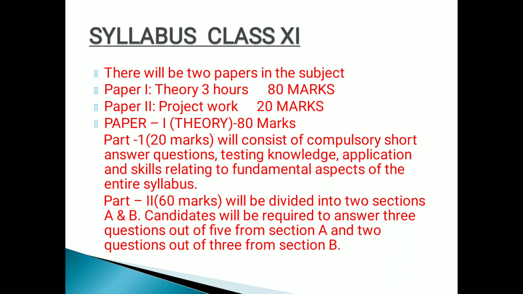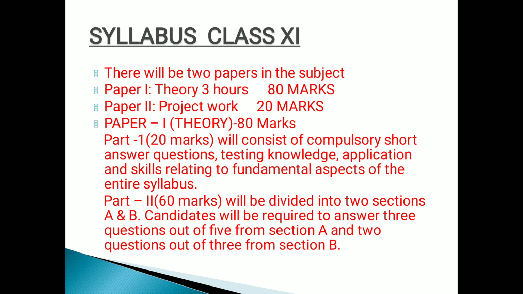I'll make you aware about the questions, about the knowledge, and about the basic part of the governance in political science. What is it all about? The fundamental part in political science that carries 20 marks, and basically these all are short type questions, right? Now come on to part 2, 60 marks. It will be divided into two sections, A and B. Candidates will be required to answer 3 questions out of 5 from section A and 2 questions out of 3 from section B. Right, everyone?